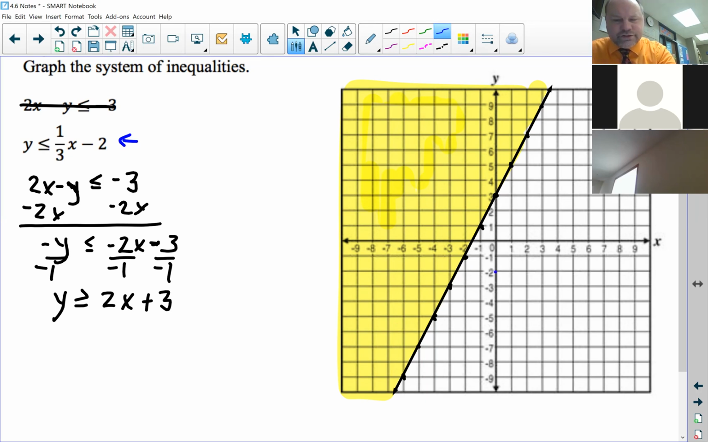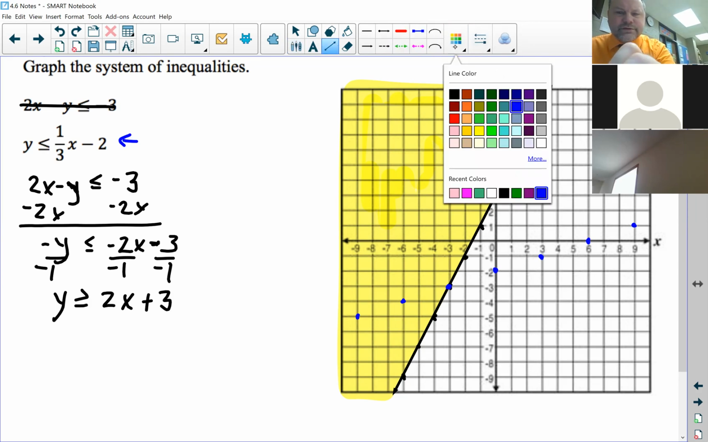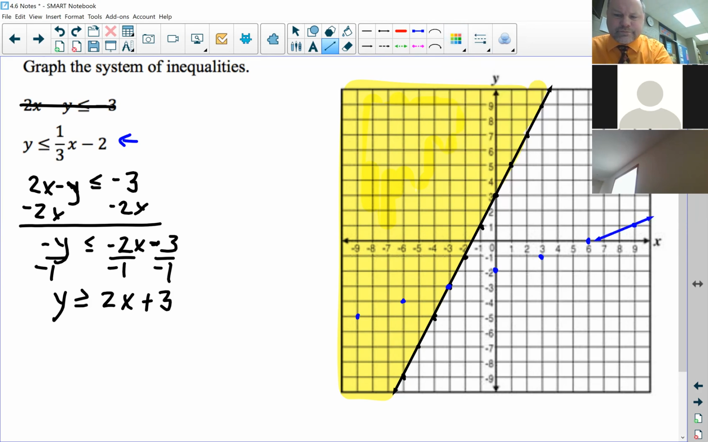The second equation, negative 2 as my y-intercept, slope of 1/3, sorry, up 1/3. We're going to draw a solid line. Less than, so we shade below.